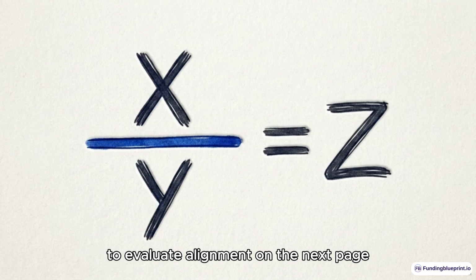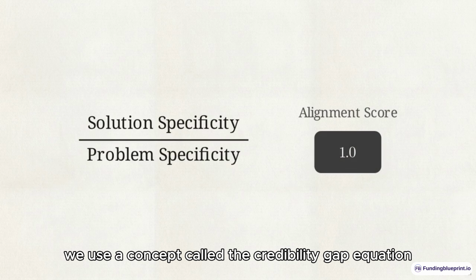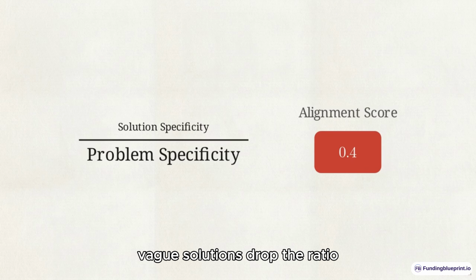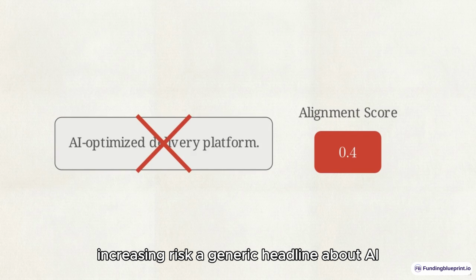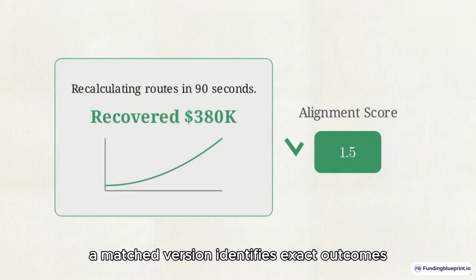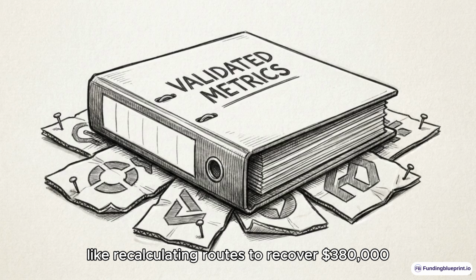To evaluate alignment on the next page, we use a concept called the credibility gap equation. This equation measures solution against problem specificity. Vague solutions drop the ratio, increasing risk. A generic headline about AI-optimized delivery fails the check. A matched version identifies exact outcomes, like recalculating routes to recover $380,000.